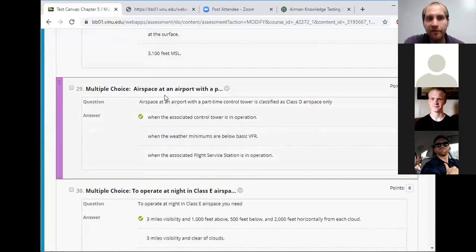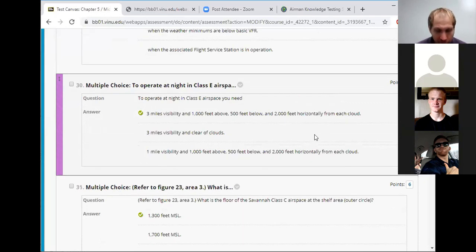All right, airspace at an airport with a part-time control tower is classified as Delta only when the control tower is in operation. If tower goes to bed at night, then it's no longer a control zone, and they're not going to be able to give you any sort of clearances to enter, or you won't have to establish communication to enter if there's no control tower active. So part-time tower means that it's part-time Delta airspace. So Delta airspace only when the control tower is in operation.